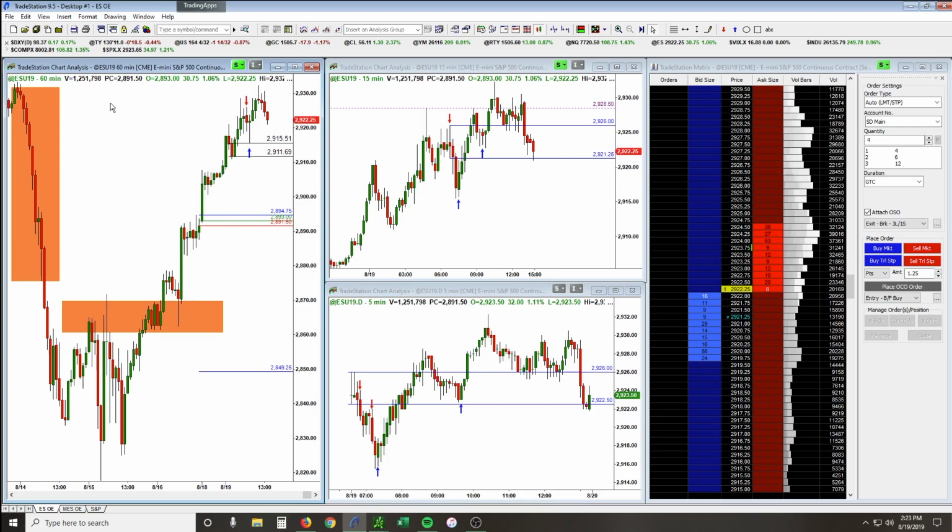So that's number one. Number two, more specifically to today, what we took advantage of was a few opportunities. You can see with the arrows, we had a couple of short opportunities, a couple of long opportunities, and then we were really done by 10 o'clock.